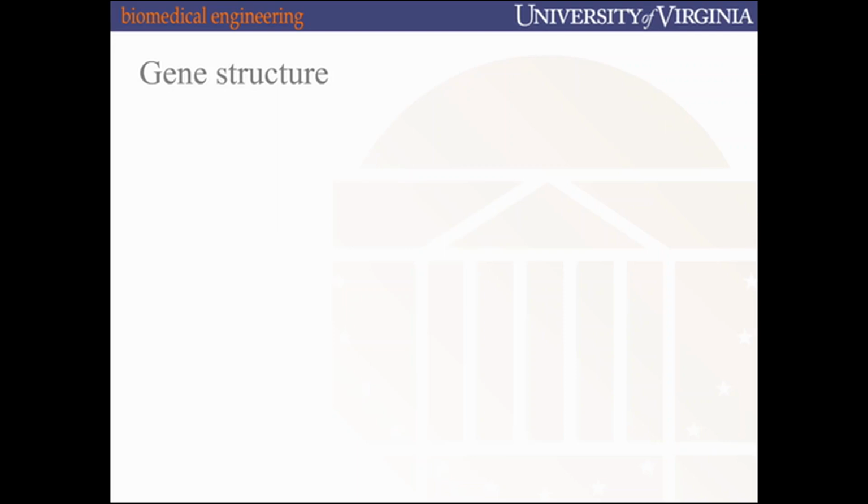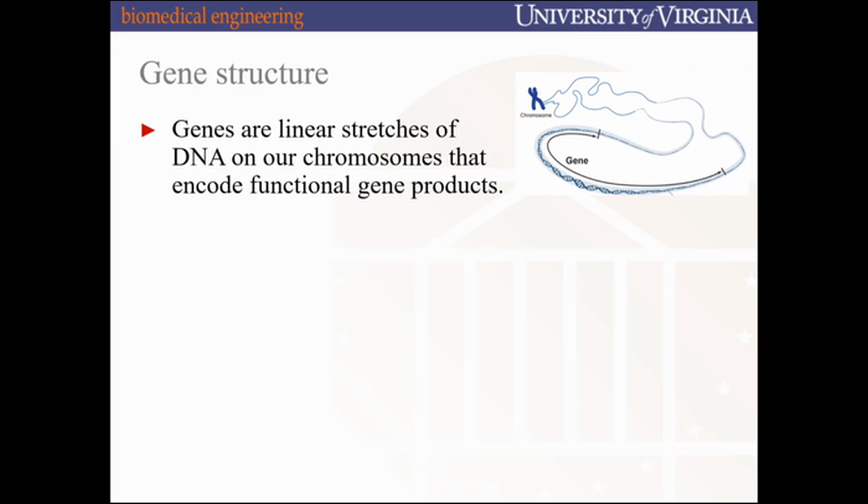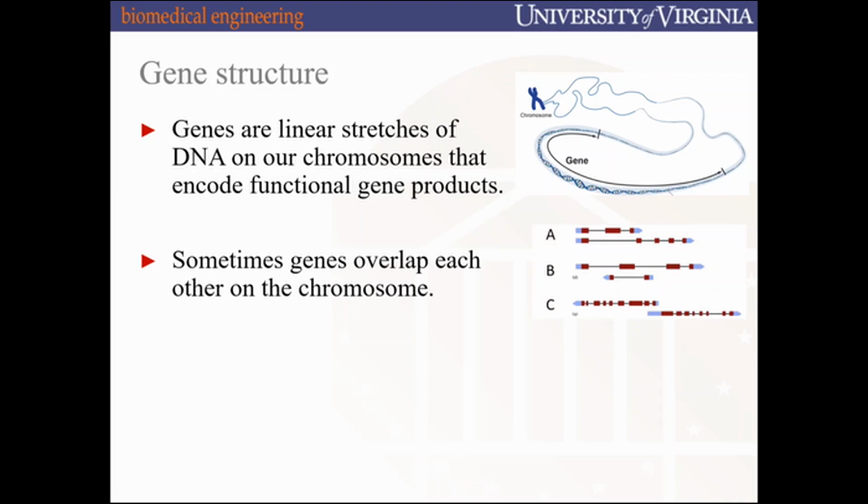This is another important concept, and I really want to make sure that we lay a strong foundation for the rest of the semester. Genes are linear stretches of DNA on our chromosomes that encode proteins or other gene products. Generally speaking, each gene corresponds to a specific stretch on the chromosome, but there are many cases where genes overlap with each other, and a few examples of this are shown on the right.